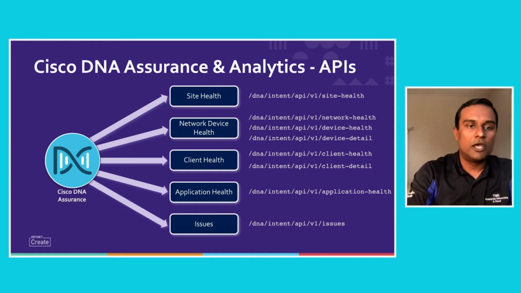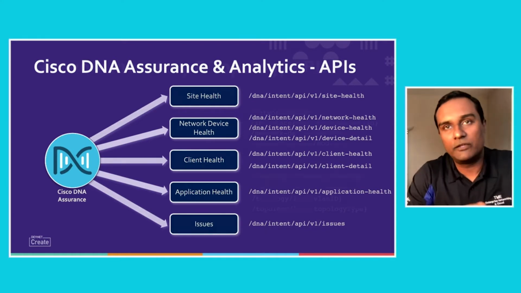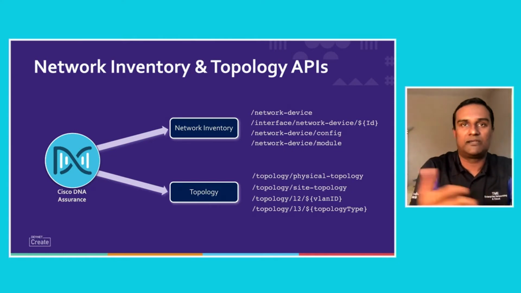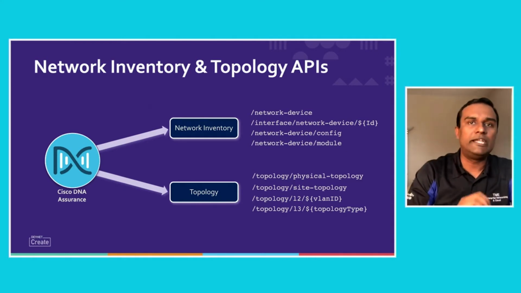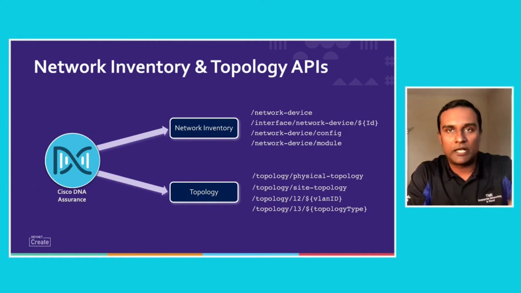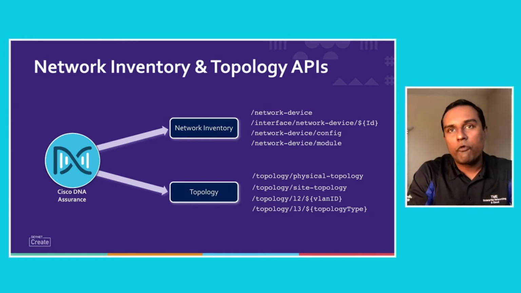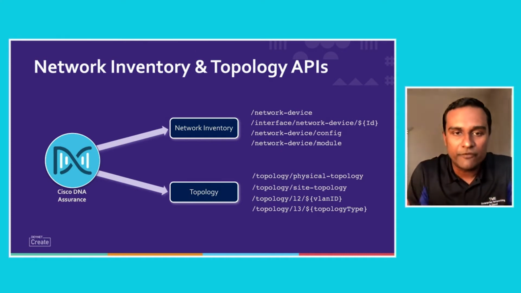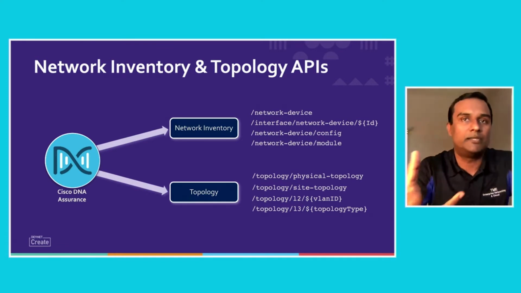On top of this, we also have the network inventory and the topology API. So this will give you the full inventory level detail of what are the devices that you have in your network. This is for your wireless access points, your switches, your routers, your controllers, and we get full details about these devices. So what's the serial number of this device? What is the platform ID? What is the memory usage? What are the modules on these devices? What is the configuration on these devices? What are the various interfaces on these devices? You get all of that via these APIs.